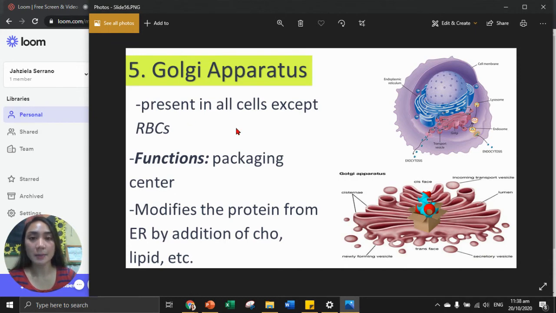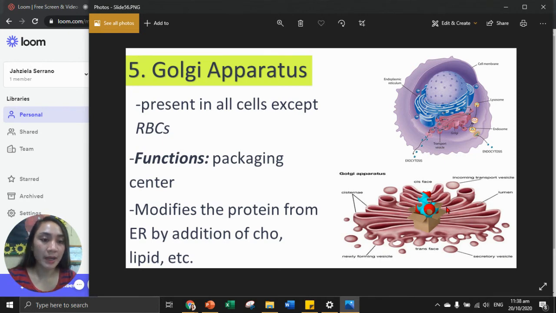Next is the Golgi apparatus. So Golgi apparatus is the one that connects the ER. So from nucleus to the ER and then to the Golgi apparatus. So it is present in all cells except in red blood cells. Its main function is the packaging center. So dito, minomodify niya yung protein coming from the ER and then to Golgi, siya yung magpapackage.